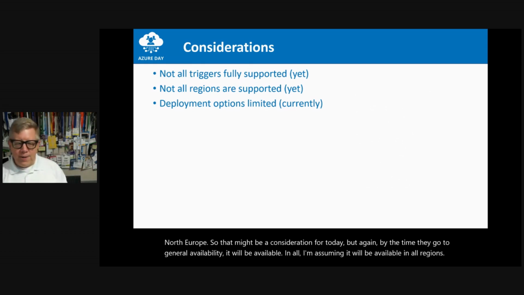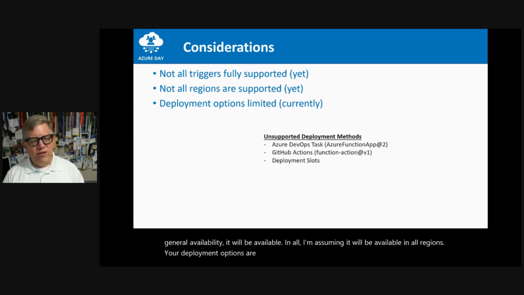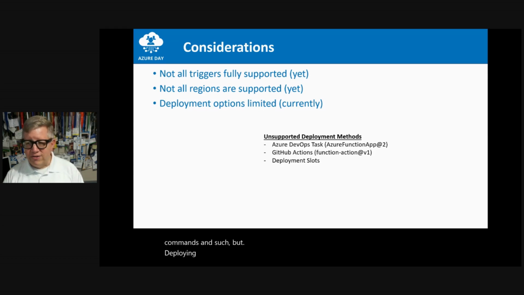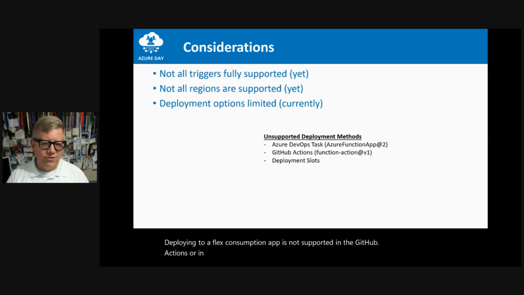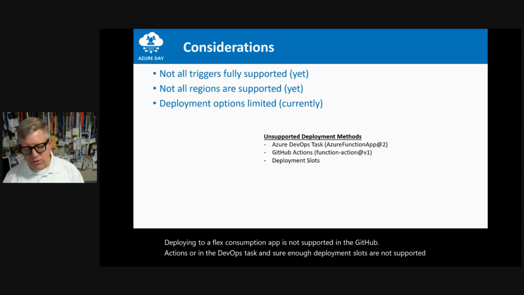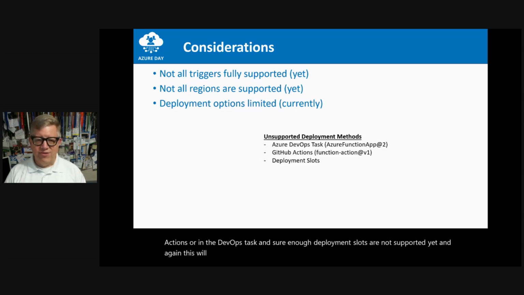Your deployment options are currently limited. By this, what I mean is you can do the CLI commands and such, but deploying to a Flex Consumption app is not supported in GitHub Actions or in the DevOps task. And sure enough, deployment slots are not supported yet. And again, this will come. I fully expect to see this way before we get to GA.